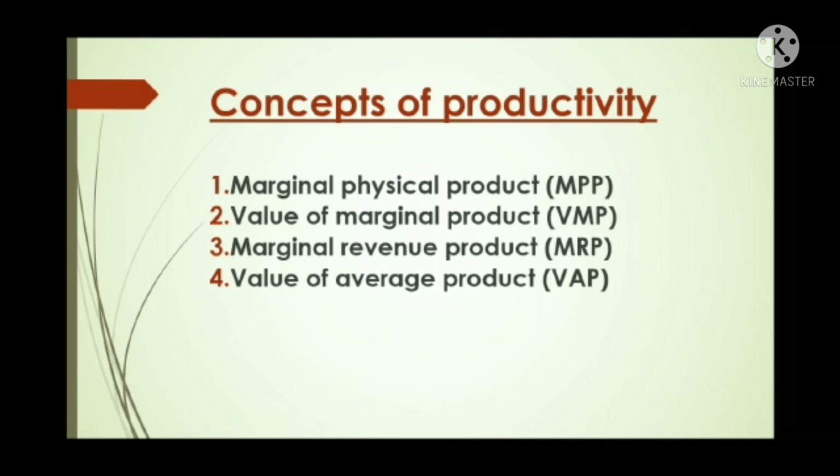Point number 4, value of average product. When we divide the total product of a firm by the total number of factors employed, we get average product of a factor. Now, if we express this average product in value terms, that is, if we multiply average product by its market price, we will get value of average product.